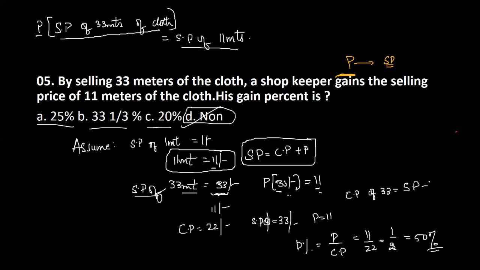Your selling price minus the profit, right? Selling price you have as 33. How much is the profit? You have it as 11. So that's the reason your cost price will be this one. And then you are trying to calculate the profit percentage. How will you calculate the profit percentage?